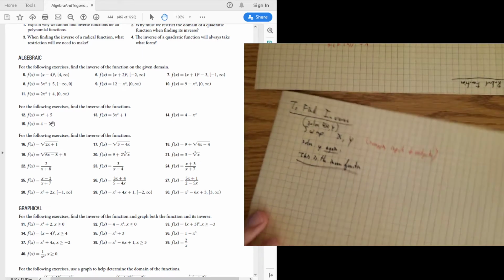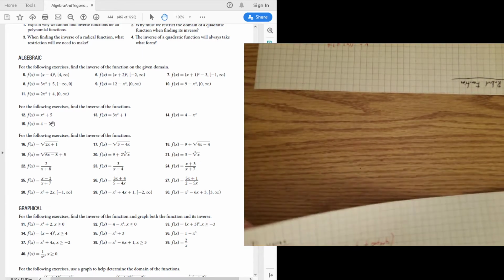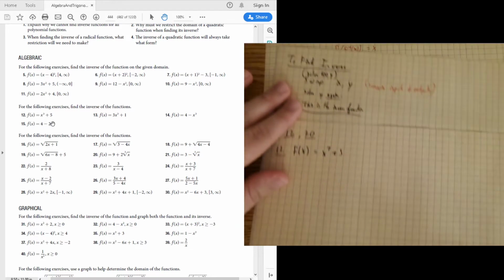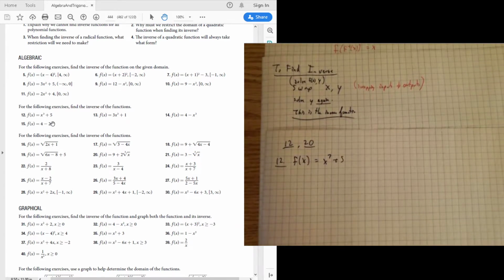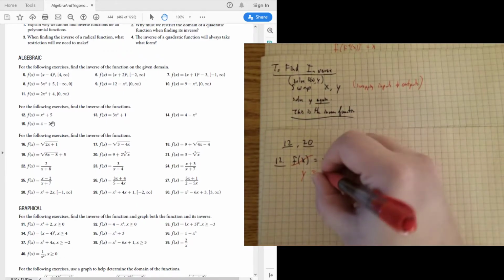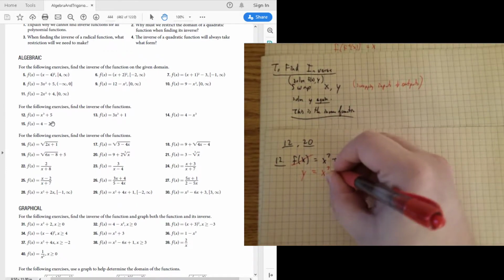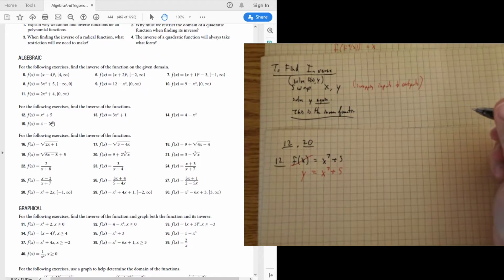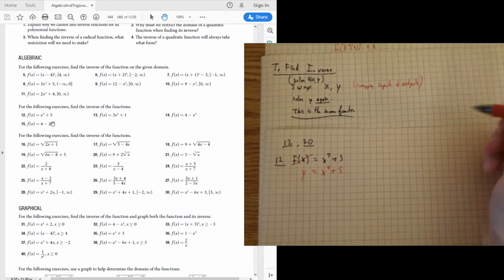Let's look at an example. So, according to the text, what it recommends doing is we think of f of x not as f of x, but as y. For many of you, that may be a very comfortable step. You may not like f of x very much, but that's okay.